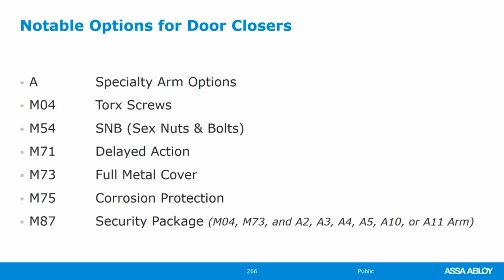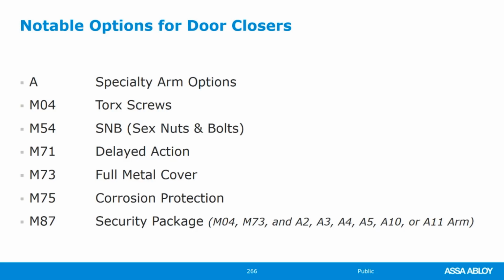All of our arm codes start with A. Any specialty arm would have an A. Torque screws, M04, just like all the other products that you're using torque screws. M54 for our through bolts, just like our exit devices. Through bolts are M54 there. Delayed action, M51. For a full metal cover, we use a plastic or an ABS type cover. If you want a full metal cover, some architects specify that. If you're going to plate the door closer, you need a full metal cover. That's an M73 option. We offer corrosion protection in the LCN world. That is what they call SRI, Special Rust Inhibitive Primer. That's our M75. Now, we have what we call our security package.